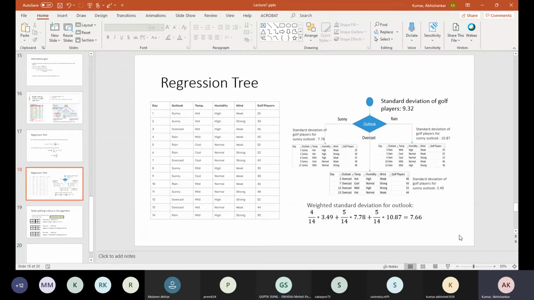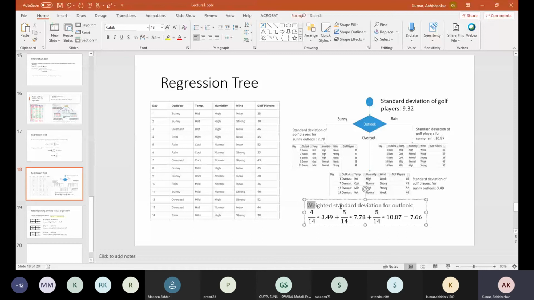And if you calculate for outlook sunny, sorry, this is going to be rain. Yes, sir, it is coming 7.78. Very good. And rain you will get 10.87.